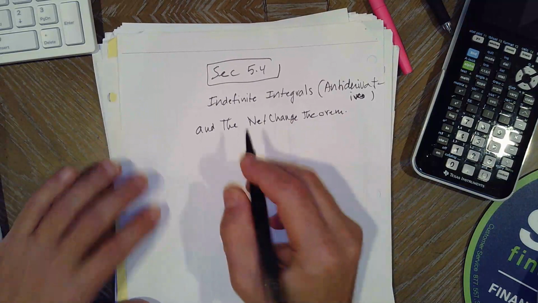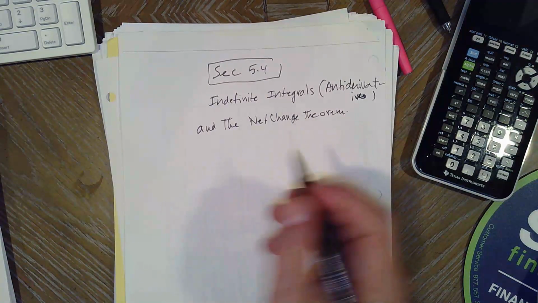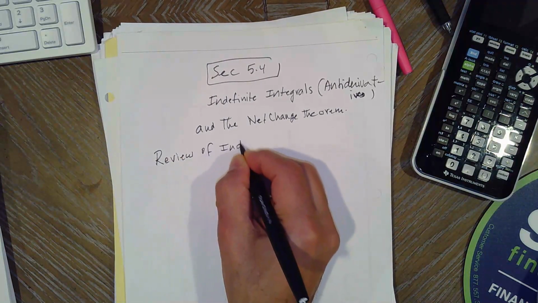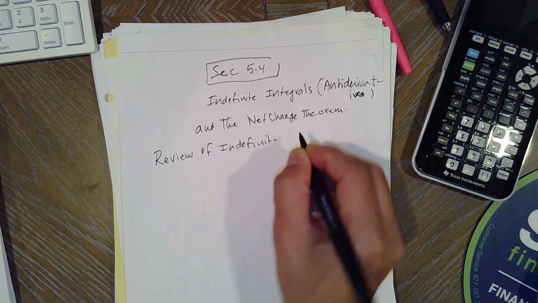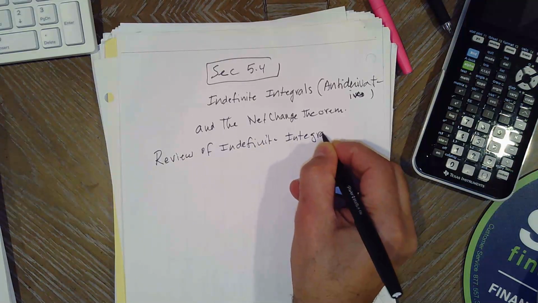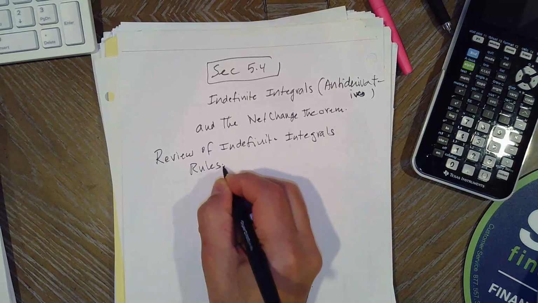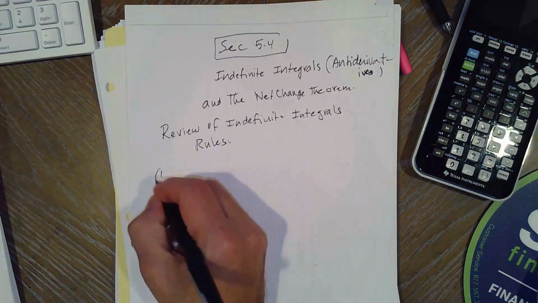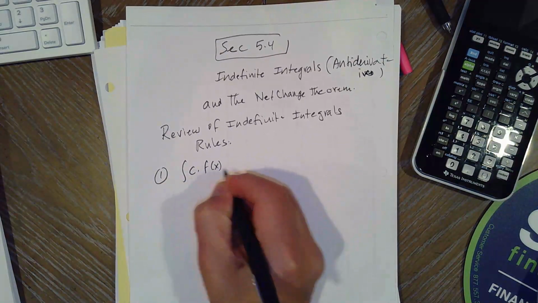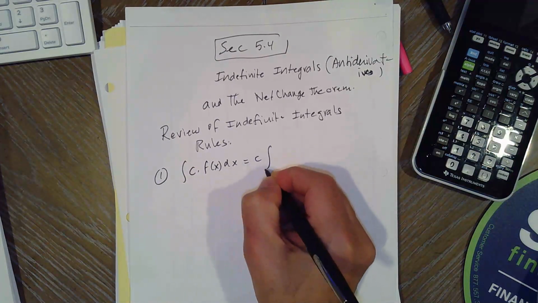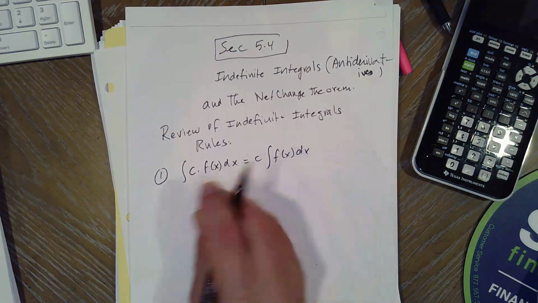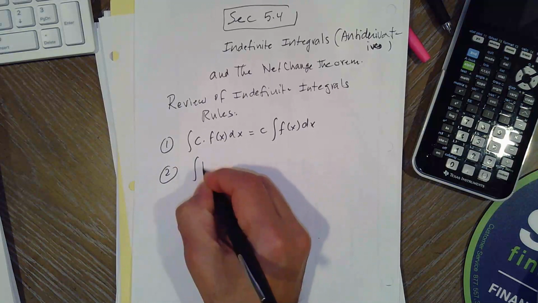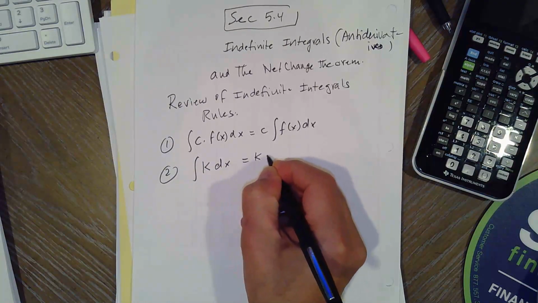Before I get to examples about indefinite integrals, let's review all the indefinite integrals rules. So the first one is if you have the integral of a constant times f of x, you can pull the constant out. You should know by now that this is true. Integral of k dx is kx plus c.